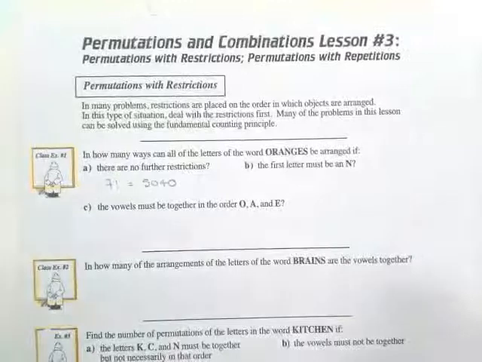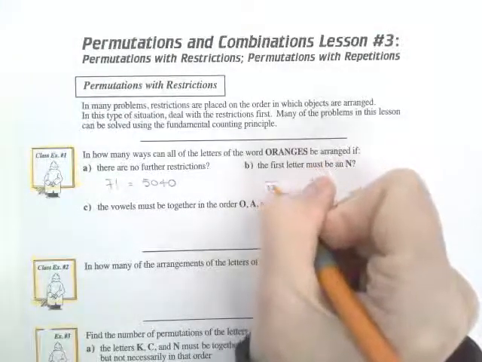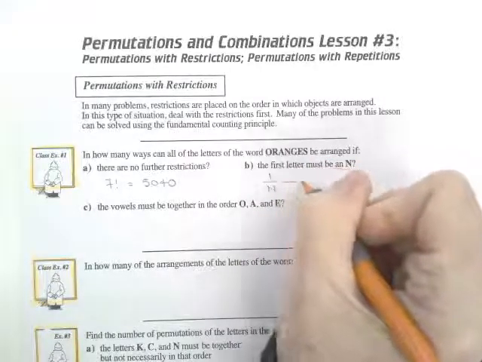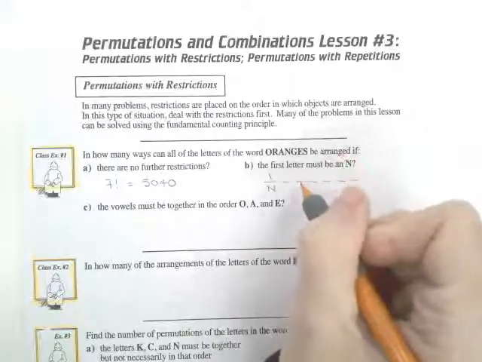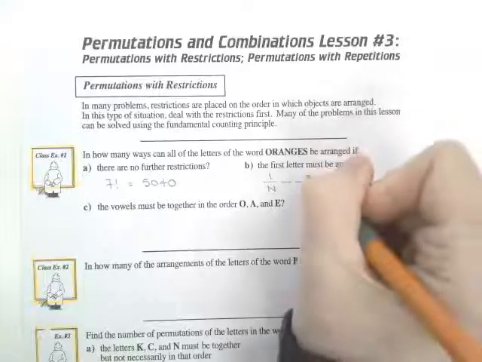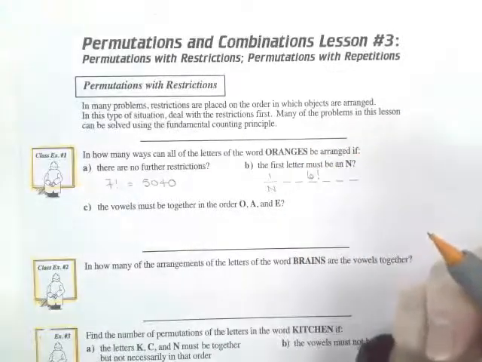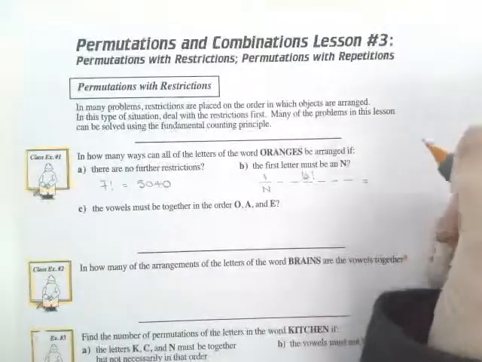B part, what if the first letter must be an N? So if I have to have an N, then I've got one choice. Then I've got 6 spaces left, which means 1, 2, 3, 4, 5, 6 factorial ways I can arrange the rest of those letters, which gives me 720.